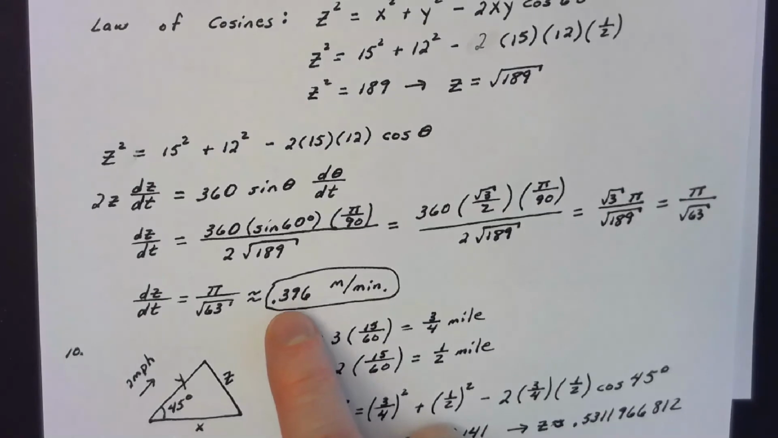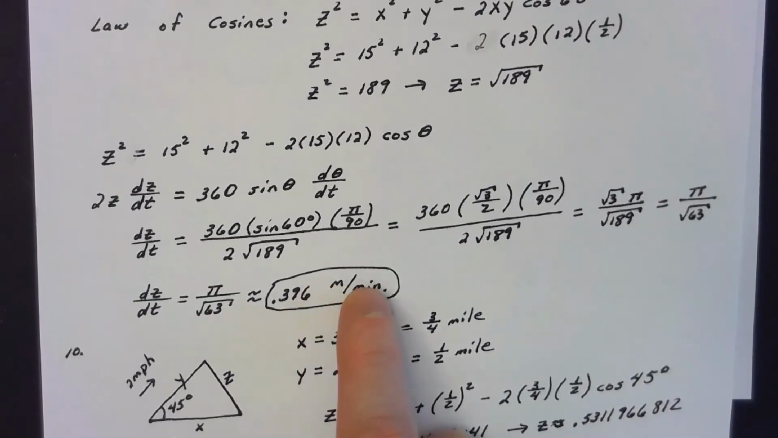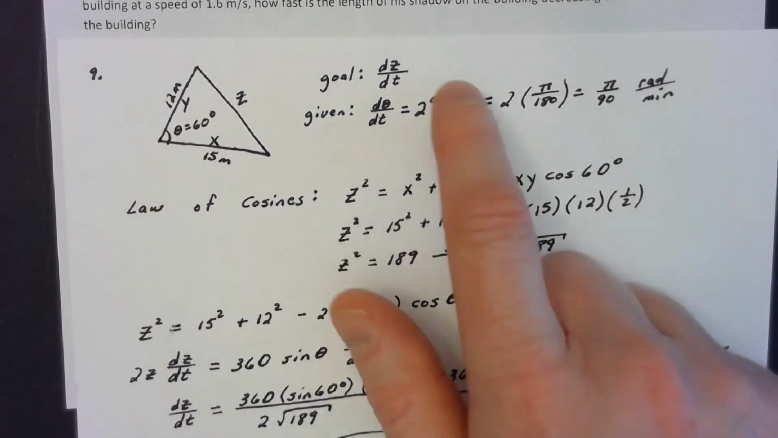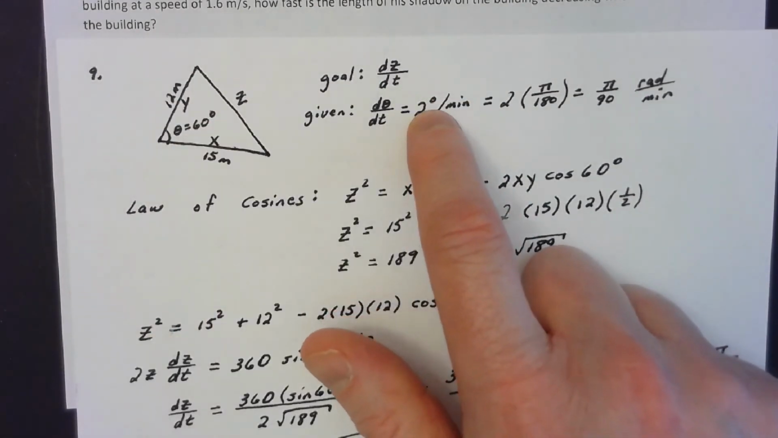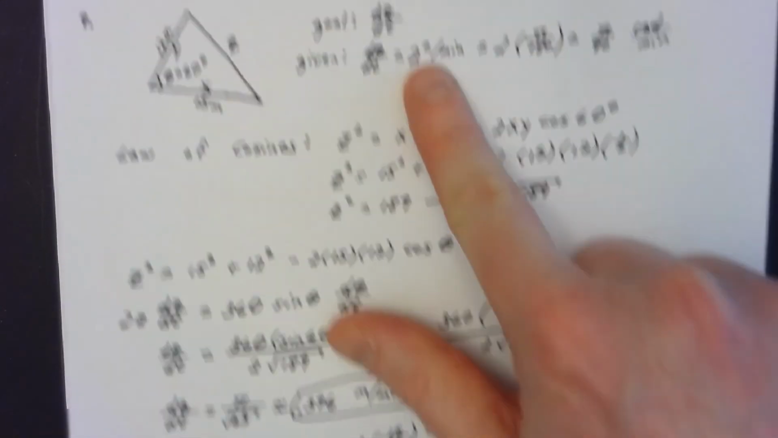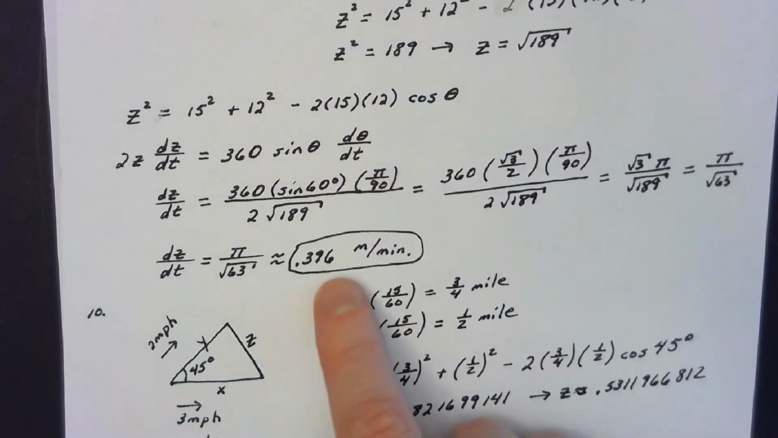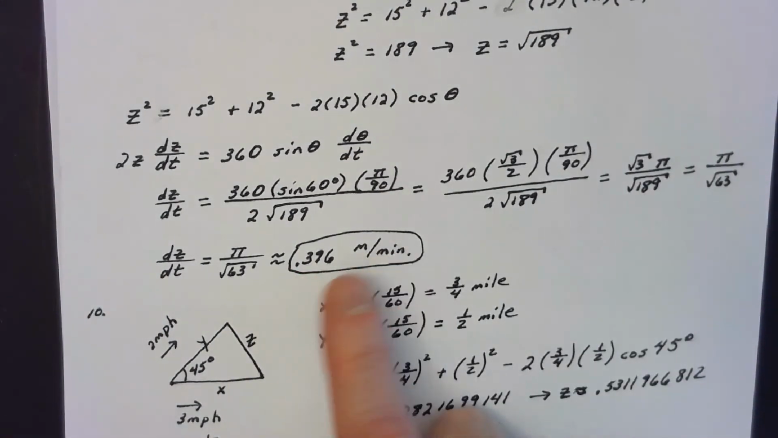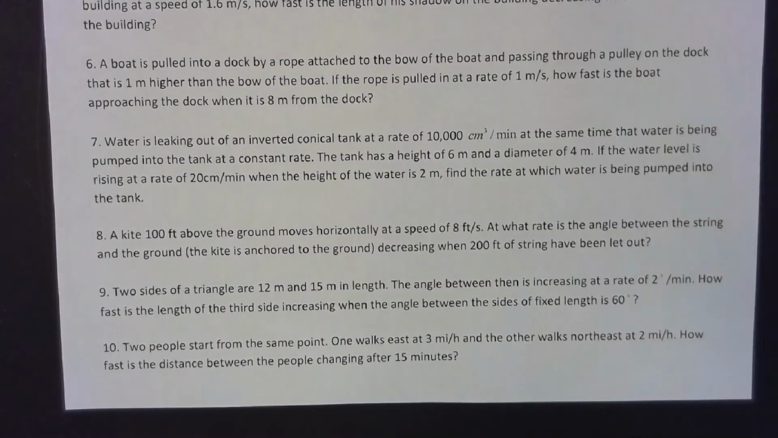You could say, so this third side of the triangle is increasing at a rate of 0.396 meters per minute at the instant when that angle between these other two sides is 60 degrees and is increasing by 2 degrees per minute. So as that angle increases from 60 to 62 degrees, the length of that third side is going to increase by 0.396 meters per minute. Gorgeous problem there. Last one in the section.